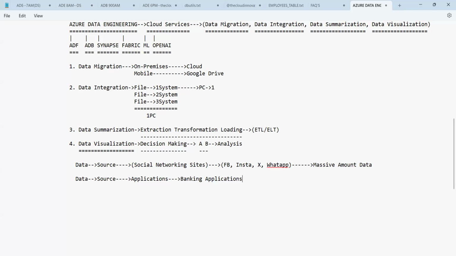Banking applications means what? The applications which are used at the bank level are called banking applications. So we get the data from the banking applications.